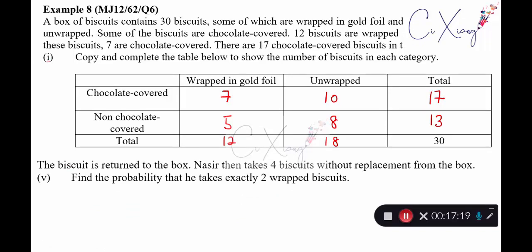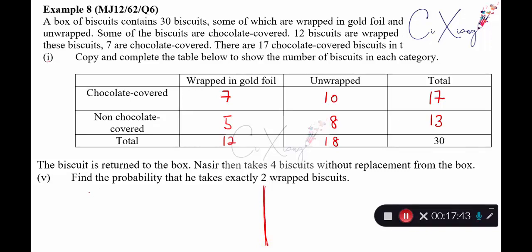Last one. The biscuit is returned to the box. Nasir then takes 4 biscuits without replacement from the box. Find the probability that he takes exactly 2 wrapped biscuits. Okay, so for these particular questions, there is more than one way that we can do it. I will generally separate it into 2 different parts, 2 methods.